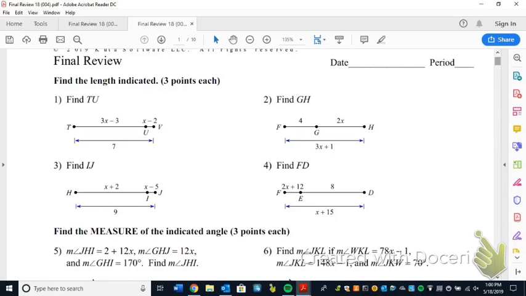I do have music in the background, which normally I don't do. I'm trying to see if that makes kind of a brain connection. I'll be playing the same playlist during the final, so we'll see how that goes.